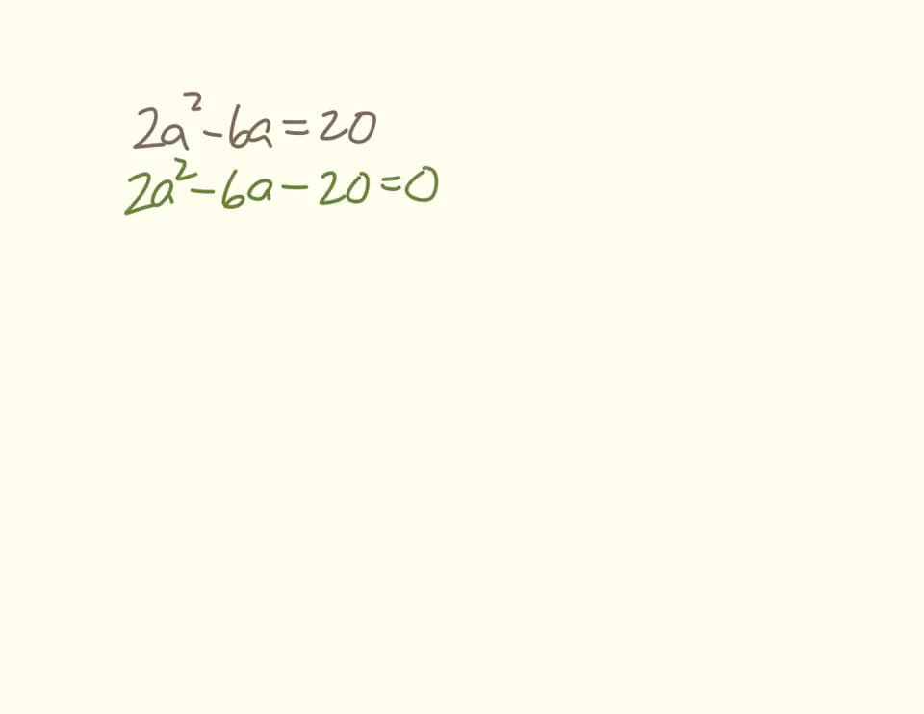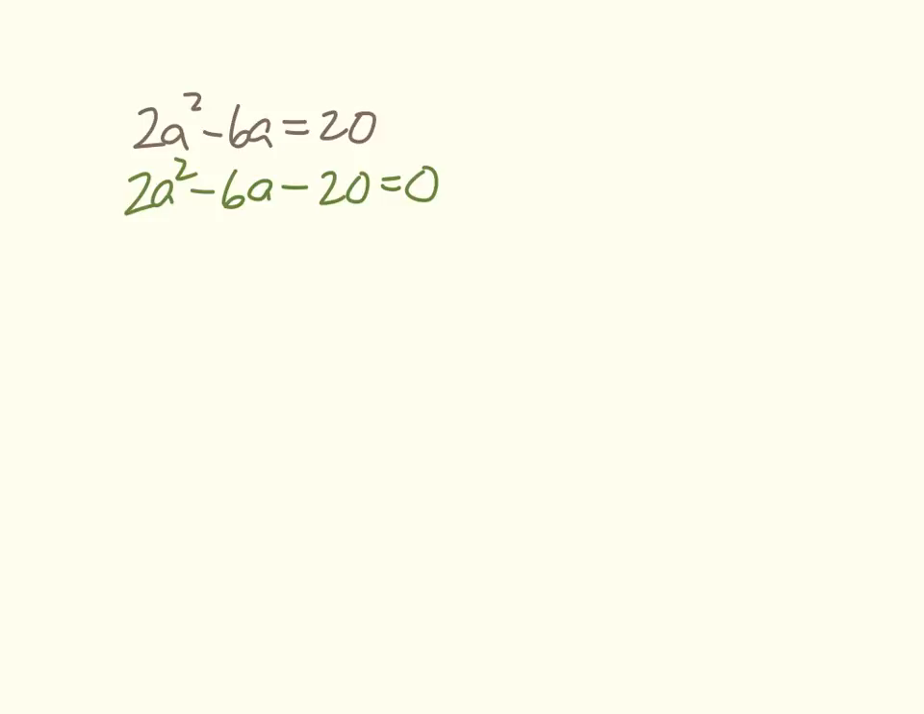Now I want to look at another situation where using a greatest common factor can be very helpful. If I had 2a squared minus 6a equals 20. The first thing, of course, I want to do is get the 0 on one side, so I'll subtract 20 from both sides, so I'll have 2a squared minus 6a minus 20 equals 0. And it looks like now I'd have to try and find two numbers that multiply together to give me negative 40 and add together to give me negative 6.